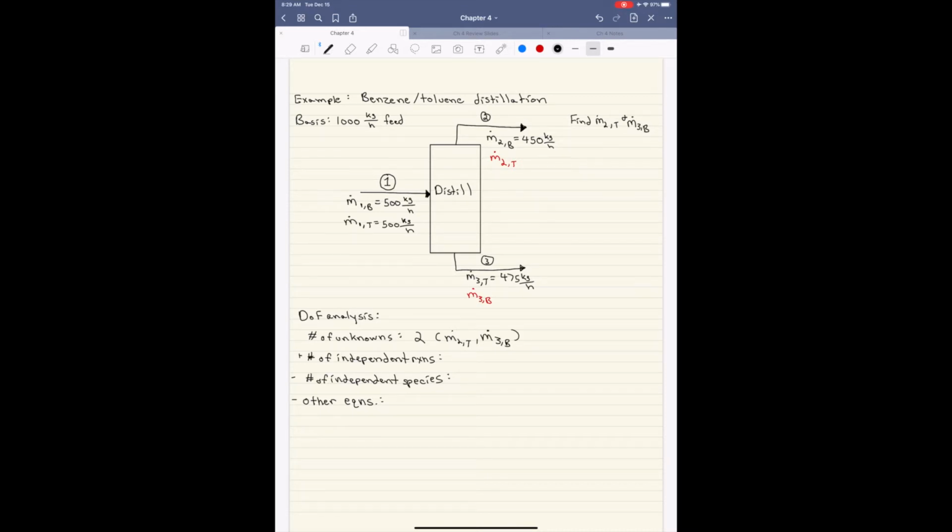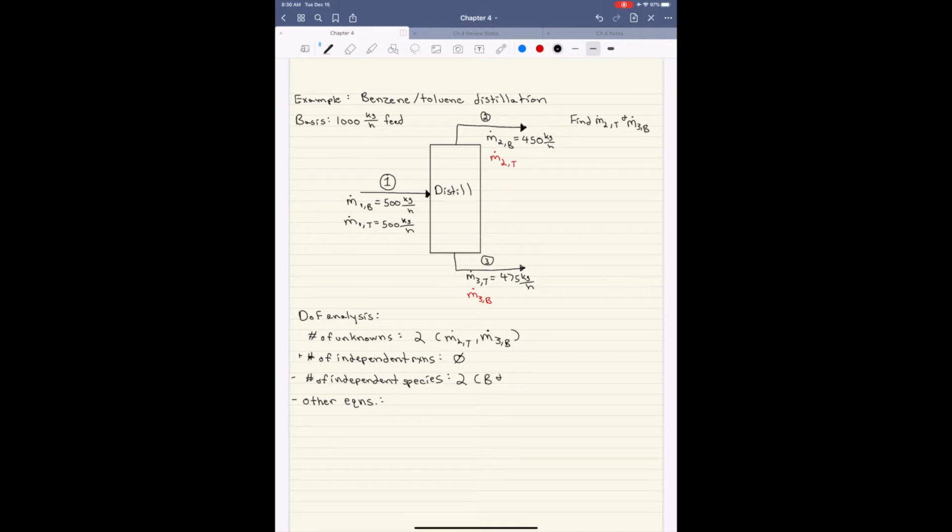All right, the next category is the number of independent reactions. In this problem, there is no reaction going on. All we're doing is separating the benzene from the toluene. And so our number of independent reactions is 0. The third category is the number of independent species in our system. The only species we have are the benzene and the toluene. And so that means our number of independent species is 2.